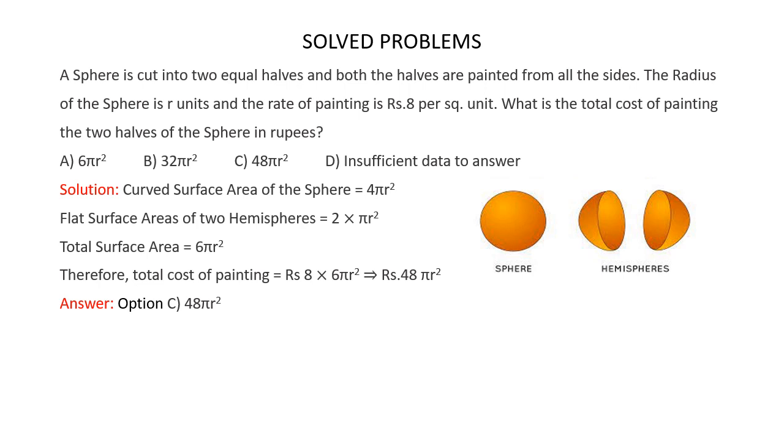Now it's given that the rate of painting is rupees 8 per square unit. That is, for 1 square unit the rate of painting is rupees 8. So for 6 pi r squared square units, the total cost of painting would be rupees 8 multiplied by 6 pi r squared, which is rupees 48 pi r squared. So the total cost of painting the two halves of the sphere is rupees 48 pi r squared. The correct answer is option C, 48 pi r squared.